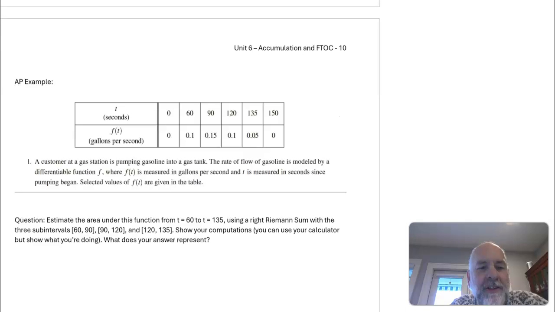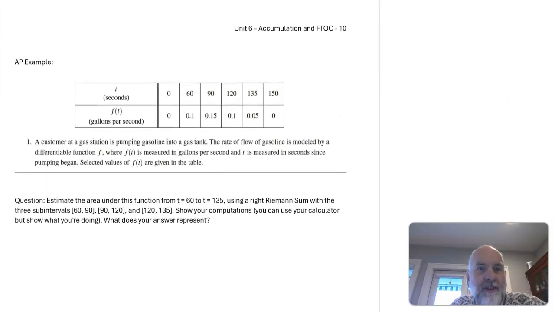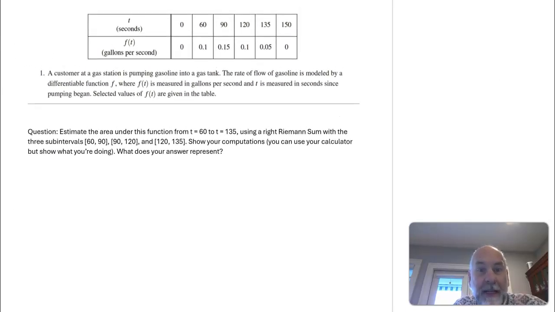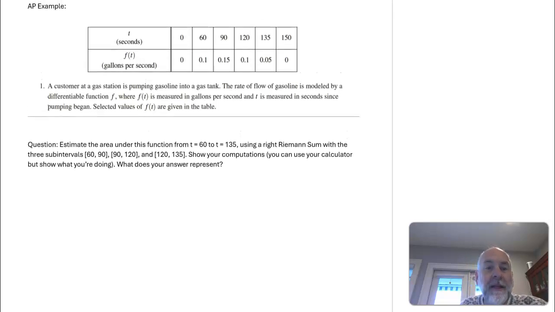Okay, the last thing I want to mention is just to show you an example of a story problem, and this is an actual AP problem, and I just took part A from it. It says a customer at a gas station is pumping gasoline into a gas tank. It's kind of like the barrels of oil. The rate of flow of gasoline is modeled by a differentiable function f. F of t is measured in gallons per second.